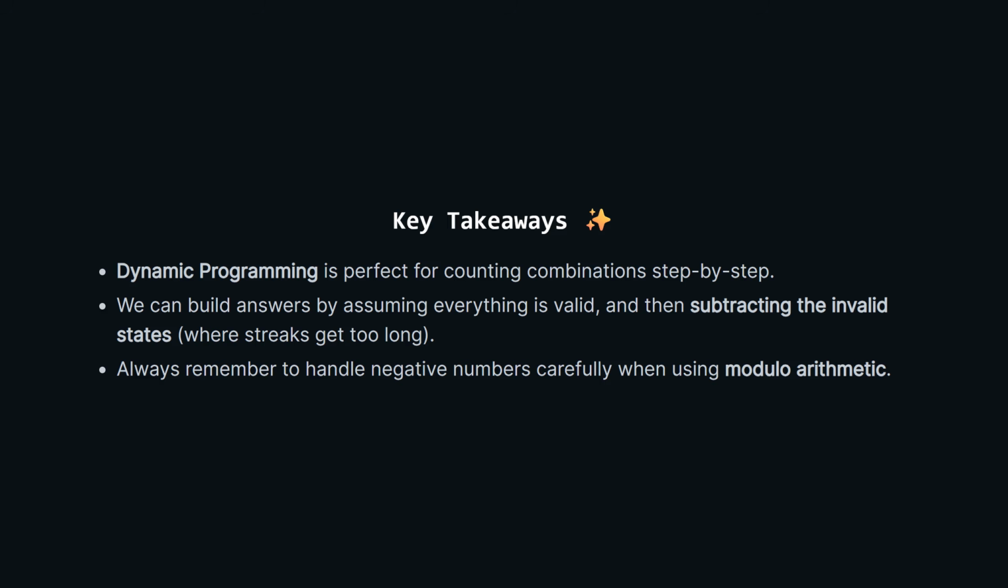So let's wrap it up. We learned that when you need to count combinations with specific rules, dynamic programming is often your best friend. A great strategy is to calculate everything as if it were valid, and then mathematically subtract the bad cases. And finally, when dealing with giant numbers and modulos, always ensure your intermediate steps don't dip into negative numbers accidentally.